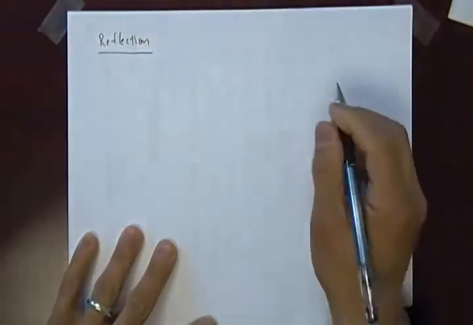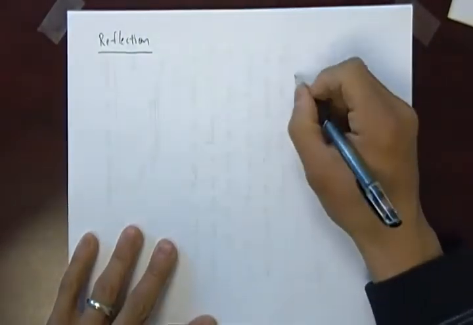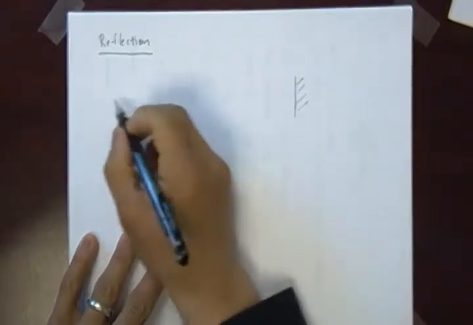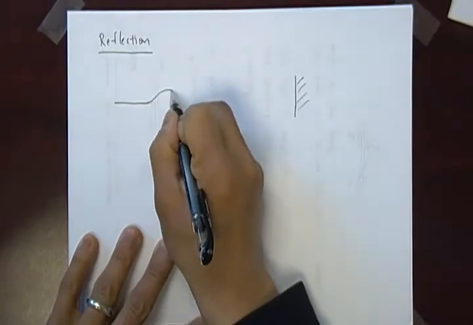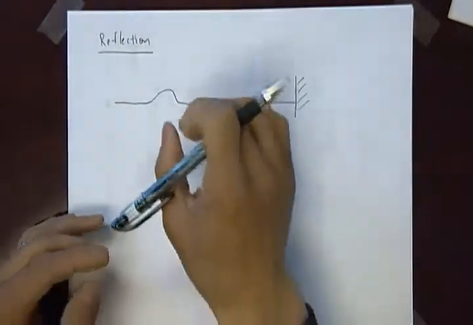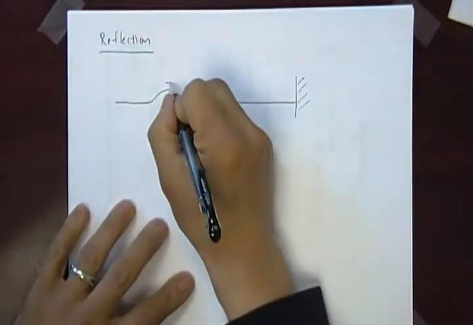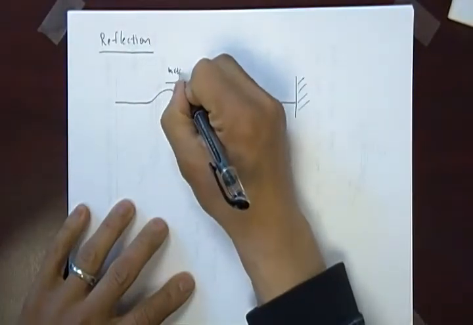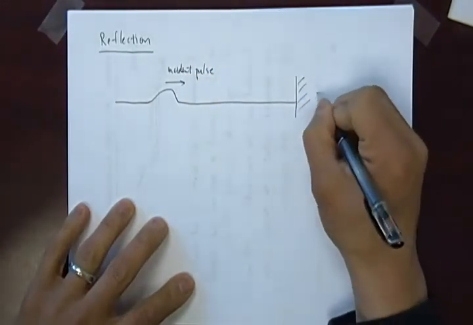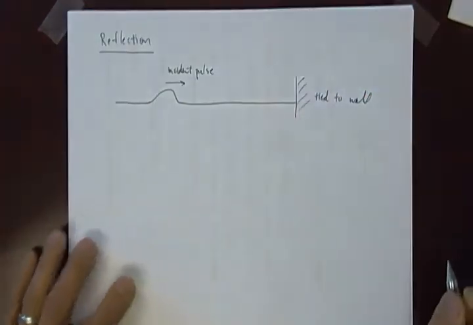Okay, so let's think about reflection. We have a wall here, and let's say we have a string that's tied to a wall, and a pulse is being sent. You flick a piece of the string so that it has a little bump and it travels. So we have an incident pulse. But the string is tied to a wall, so it's not going to move here. It's a fixed end.